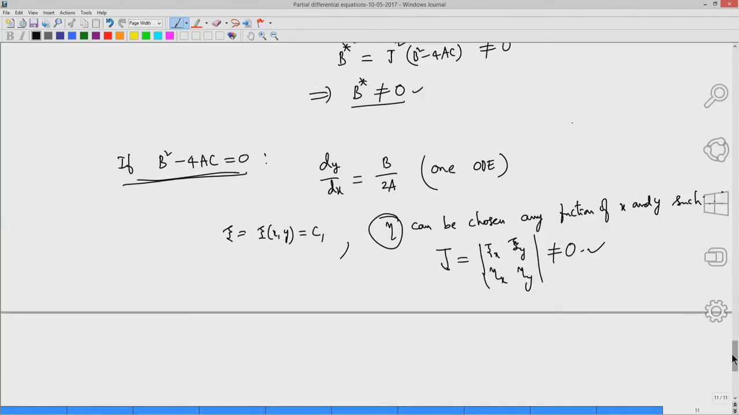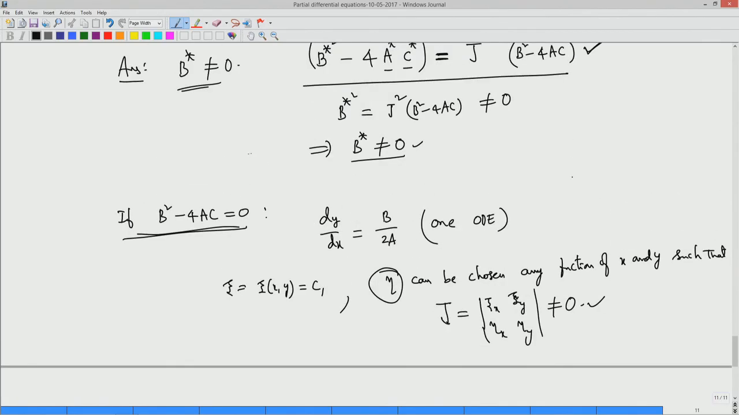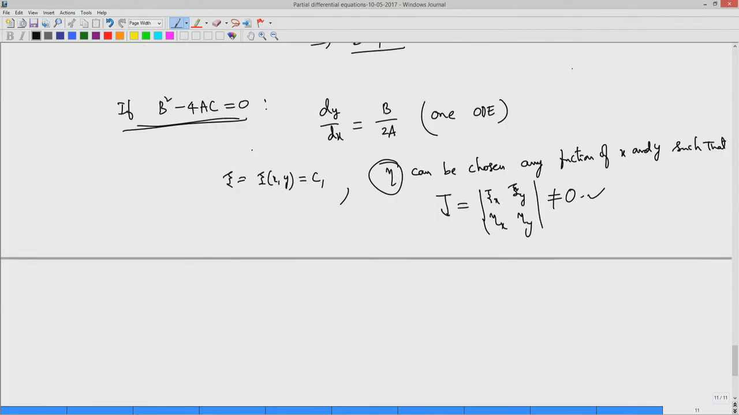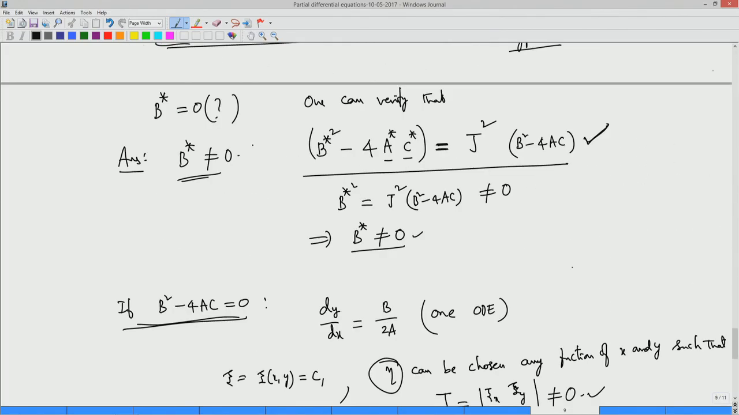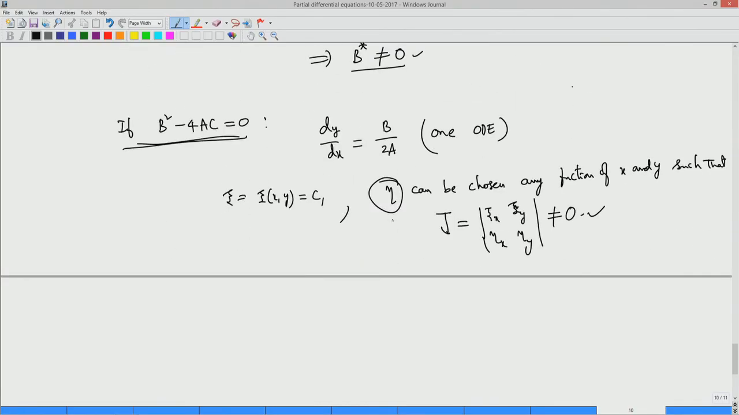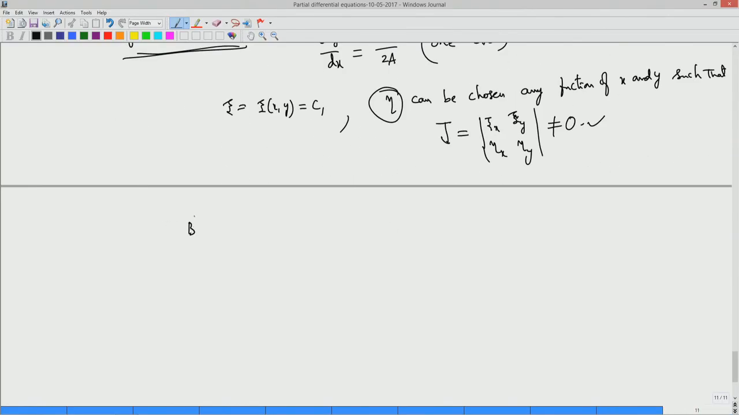How do we do this? In this case we have chosen A star is 0. Okay, so in both cases, again use the look at this equality. If B square minus 4AC is 0, then B star square minus 4A star C star is non-zero. So in any case write this B star square minus 4A star C star equal to 0, in which I have chosen A star equal to 0.